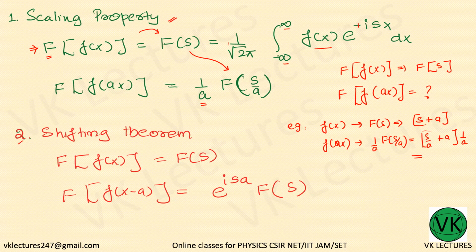Now about the shifting theorem. It says that if you have a function f of x, its Fourier transform can be written as F of s. Then what about the Fourier transform of f of x minus a? This would be equal to e to the power isa into the Fourier transform F of s. Just multiply this F of s by e to the power isa. That will be the Fourier transform of f of x minus a.